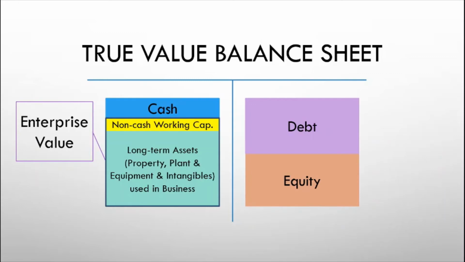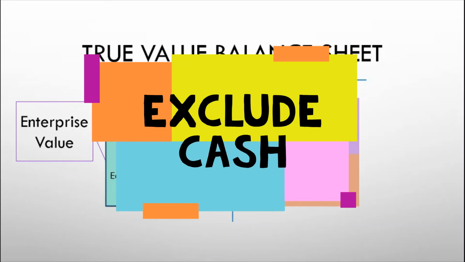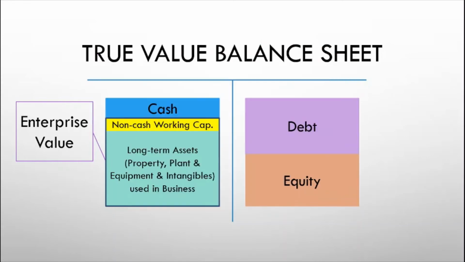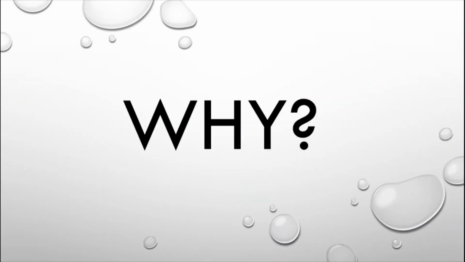As you can see, enterprise value is the value of the non-cash working capital plus the long-term assets used in the operations of the business. I'm talking about property, plant, and equipment, as well as intangibles, if any. Meaning, cash is excluded in arriving at the enterprise value. But the question is, why? Why is this the case?